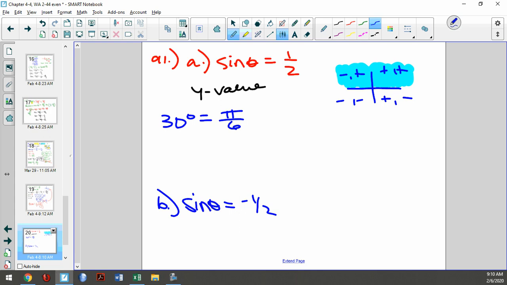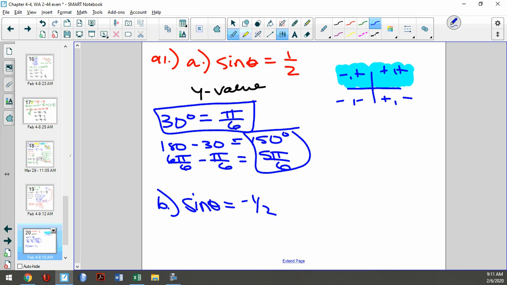So I've gotten my answer in quadrant 1, but I still have to get my answer in quadrant 2. Yes? So in quadrant 2, that's going to be 180 degrees minus 30, which is 150. And 150 is equivalent to 6 pi over 6 minus pi over 6, which gives you 5 pi over 6. So those are the two angles that you should be utilizing. Right?